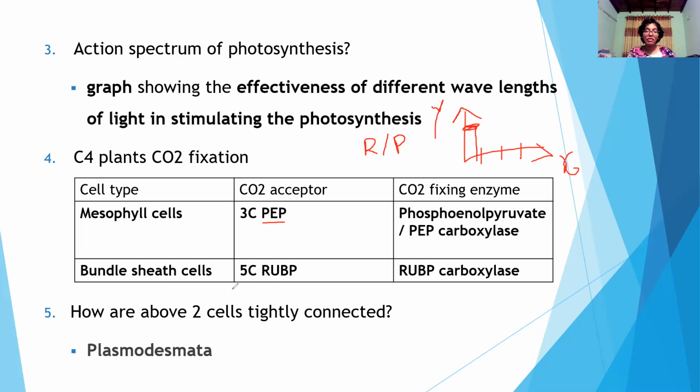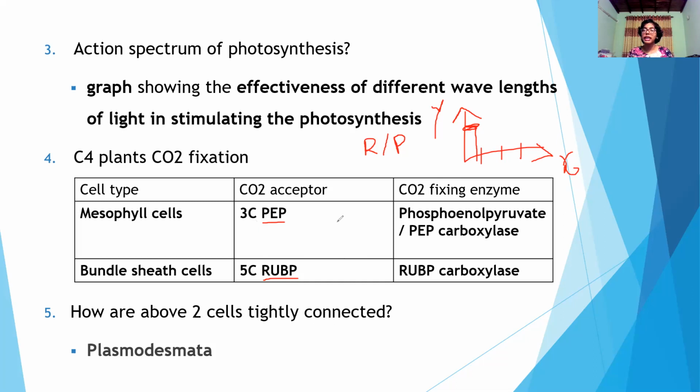And then you have this 5-carbon ribulose bisphosphate, which is RuBP. So the enzyme is really easy: PEP carboxylase, or phosphoenol pyruvate carboxylase, then RuBP carboxylase. So you all know PEP, phosphoenol pyruvate, is more effective than RuBP. You have studied the reasons, and the reasons are very clearly given in your text.